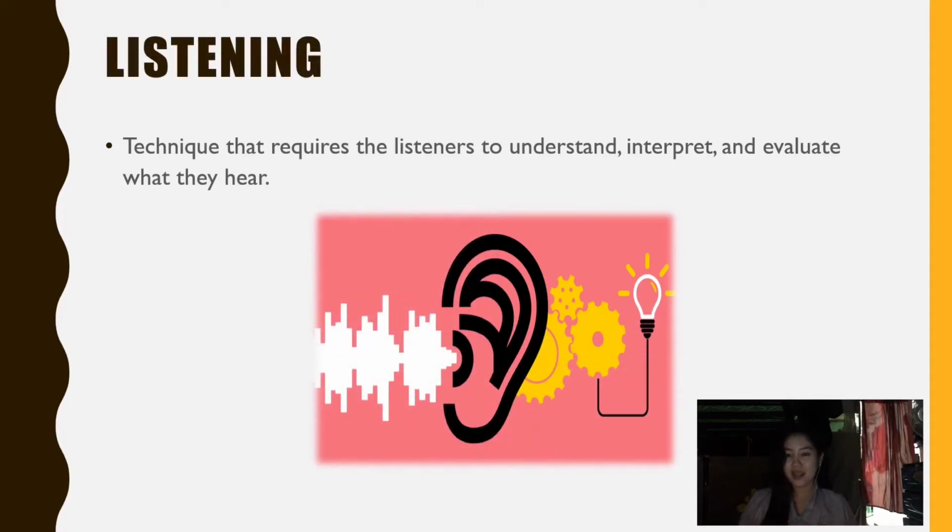The first macro skill and the most important skill is listening. Why do you think listening is the most important skill, not just in language, but also in communicating? Yes, you're right. Because listening is a mental operation that involves processing sound waves, interpreting their meaning, and storing them in everyone's memory. It is also a technique that requires the listeners to understand, interpret, and evaluate what they hear.